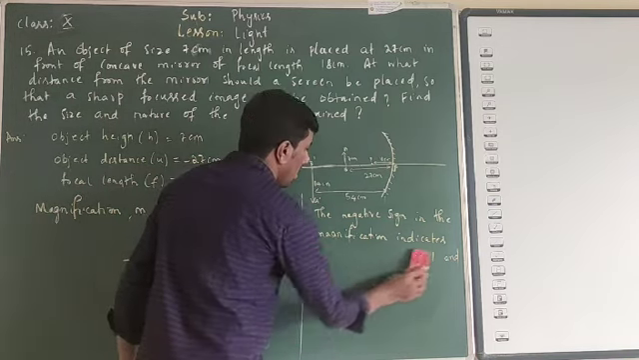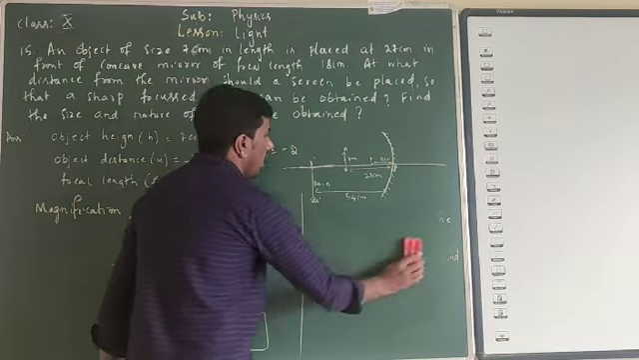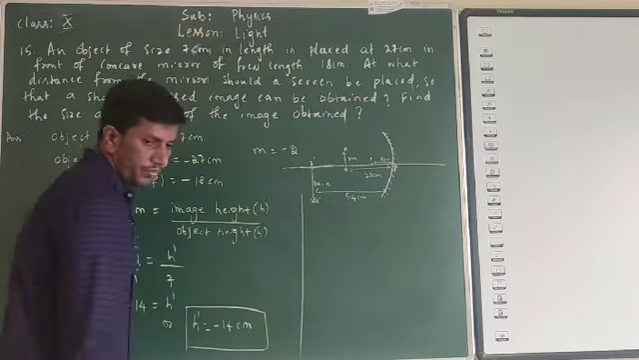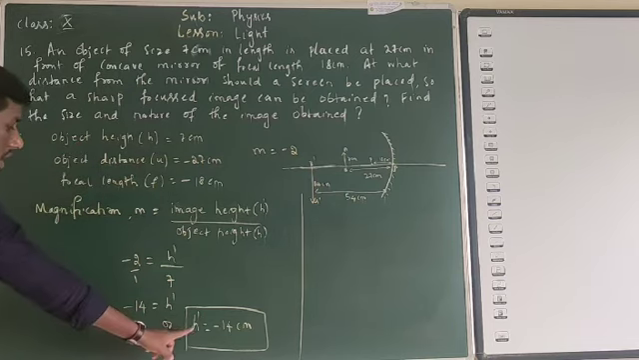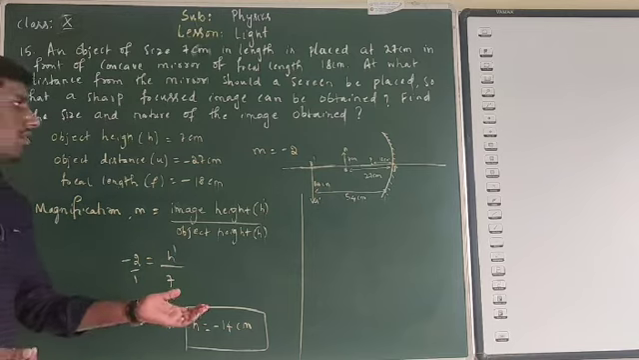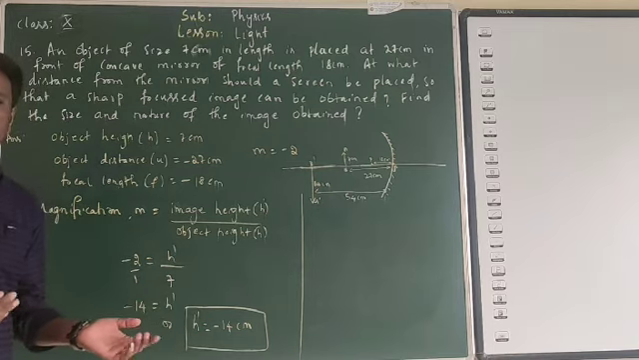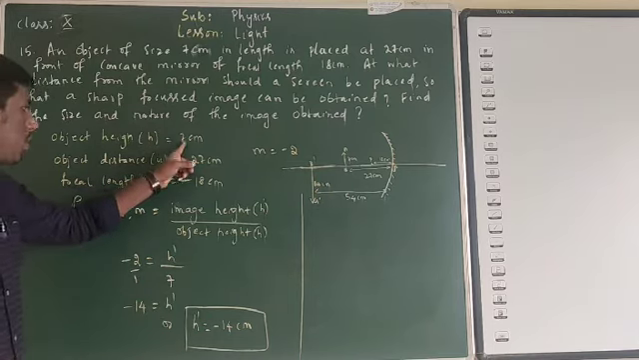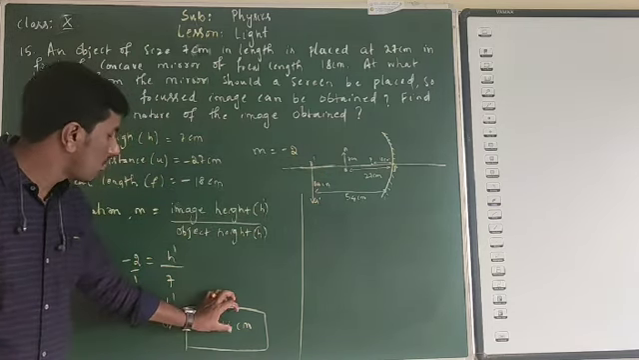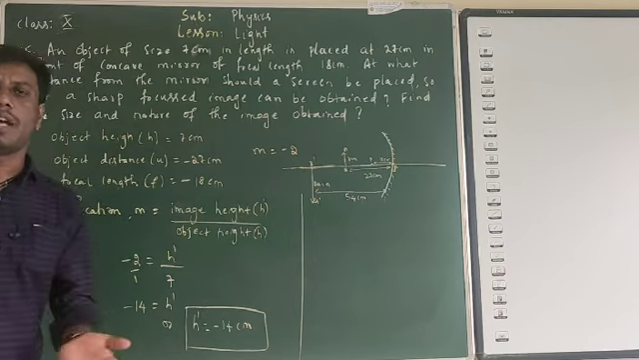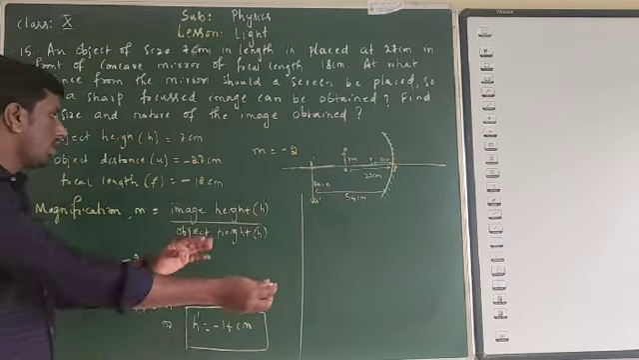The negative sign of the image height indicates the direction, so the sign is not required for size. You can observe that the object height is 7 centimeter. Image height is 14 centimeter. So is the image enlarged or smaller? Object height will be 7 centimeter, image height will be 14 centimeter. H dash is 14 centimeter. So obviously it is an enlarged image, right?